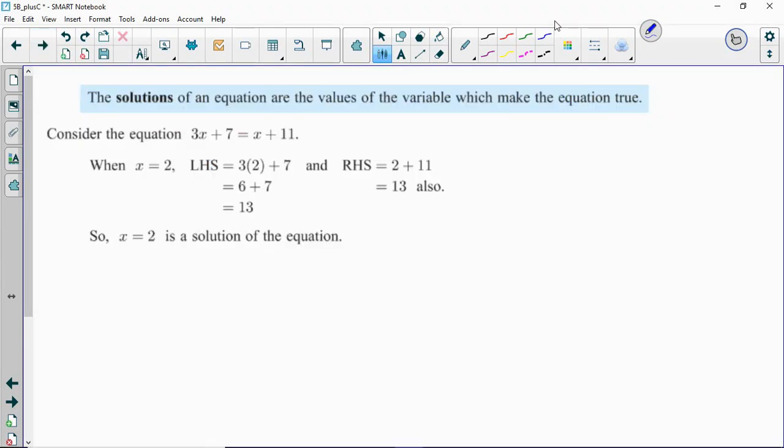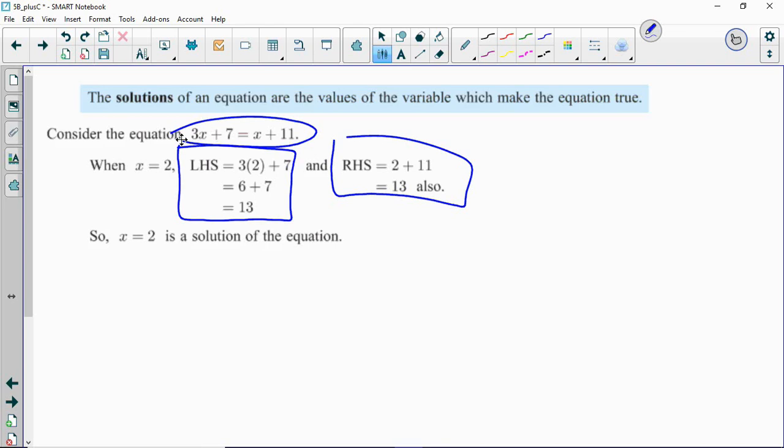The solutions to an equation are any values of the variable that make the equation true. And so here's our equation. Here's some work for the left-hand side. Here's some work for the right-hand side. We notice that they both give us 13, so that means that the value x equals 2 must be a solution to the equation. I just want to point out its values. Some equations are going to have more than one answer.